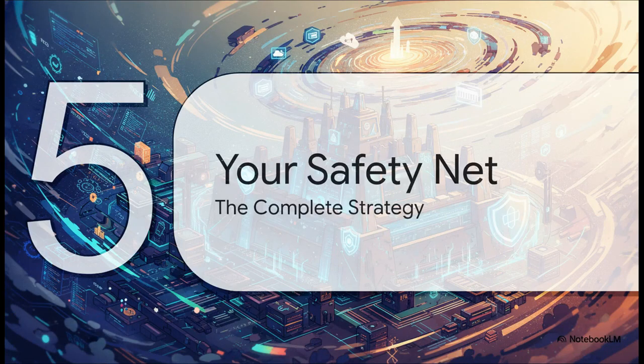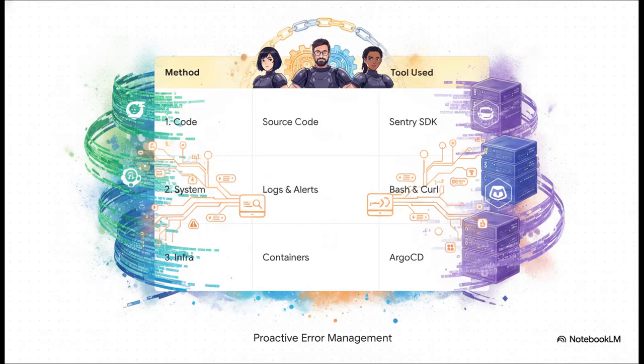Bringing it all together now. Section 5. Building your safety net. We've covered the micro, the system, and the macro. Honestly, you might want to screenshot this summary framework because it perfectly maps out our comprehensive defense strategy.